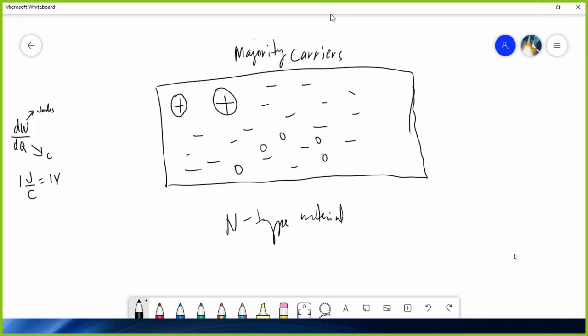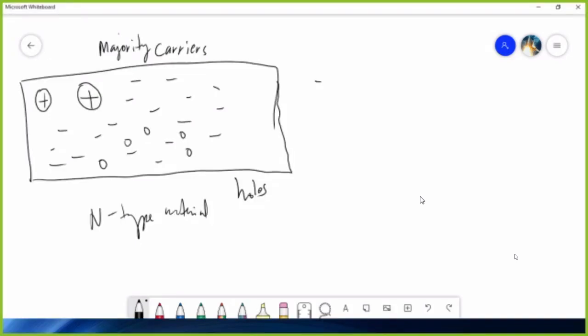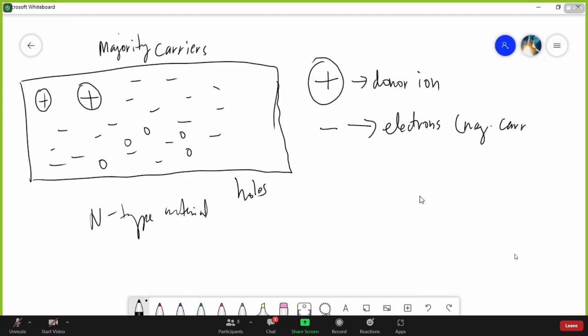Those represent holes. So siguro maglagay akong legend dito sa katabi niya no, para mas malinaw. So yung bilog na malaki na merong positive sa loob, ito yung tinatawag na donor ion. Okay, huwag kayo malilito kasi positive. Nakapag-donate na nga siya. Kaya positive. Ito, these are electrons. These are the majority carriers sa N-type material. Okay. Yung bilog naman na maliit, na walang laman, these are holes. And these are called minority carriers.